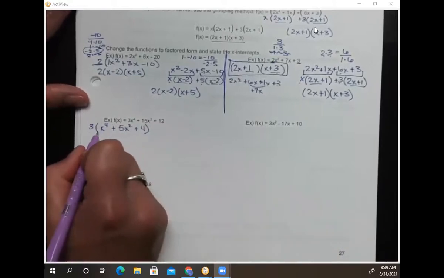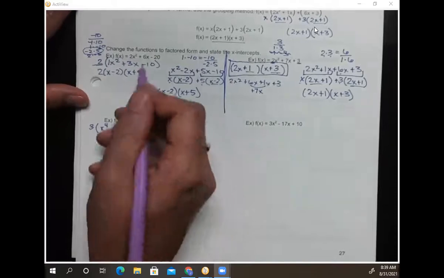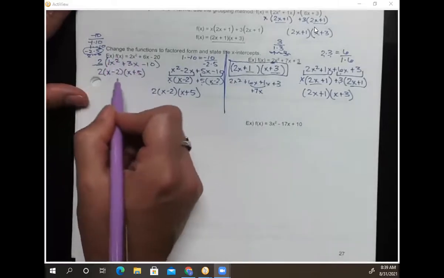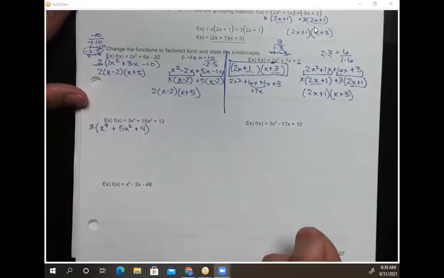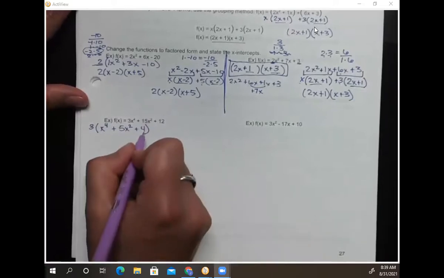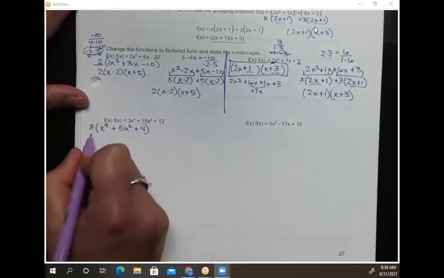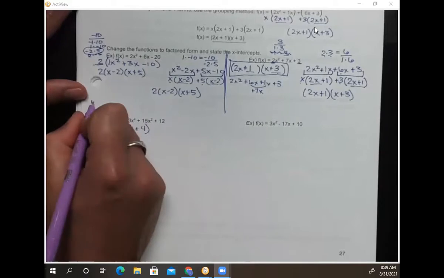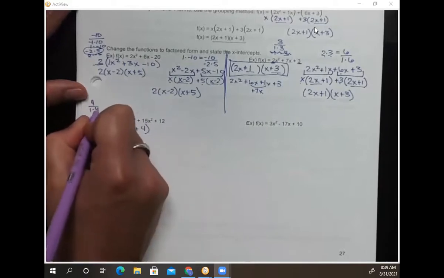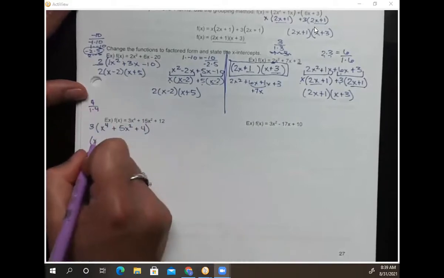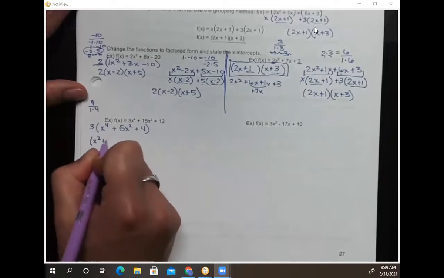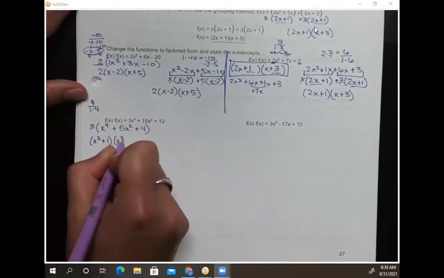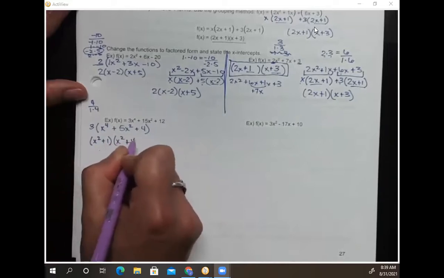Now, since my lead coefficient is 1, this is an example, kind of like our first example, where guess and check is probably a nice, quick, easy strategy. So I want factors of 4 that add to 5. That would be 1 and 4. So I would have x squared plus 1 times x squared plus 4.